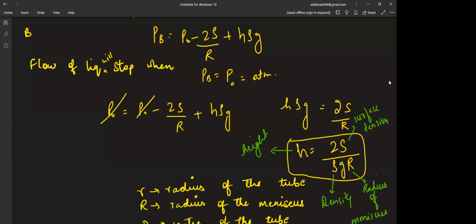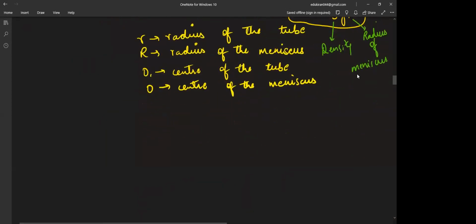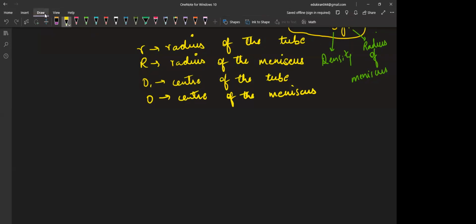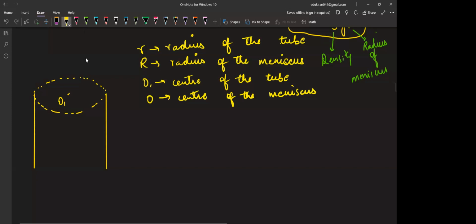Look, now see, till here you have written. Now there's a modification which I was telling you, that two radii are present. Now just focus on this. Let me draw the figure first. We have a tube. So this is a capillary tube. Now the capillary tube will also have its own radius, correct? The center of the tube is taken as O1, and the radius of the tube is taken as small r. So this is small r.